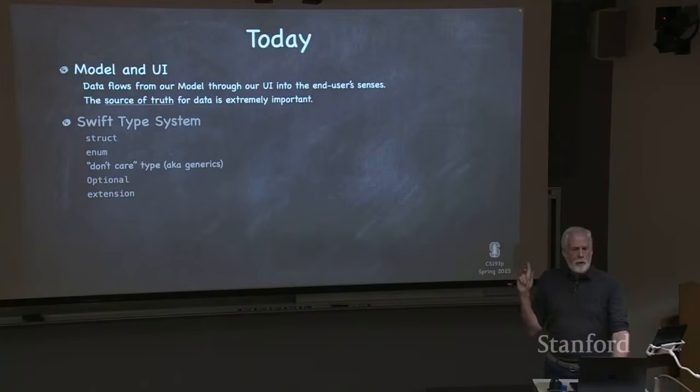All right, so here are our two big topics today: model and UI, and the Swift type system. So let's talk about model and UI. Data in our app is generally going to flow from something called our model, which is going to be like our CodeBreaker app and all its logic, through our UI into the end user's senses, mostly visually, but maybe also audio, sounds, and things like that.